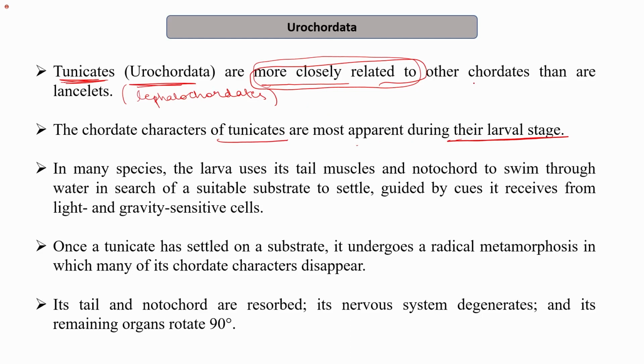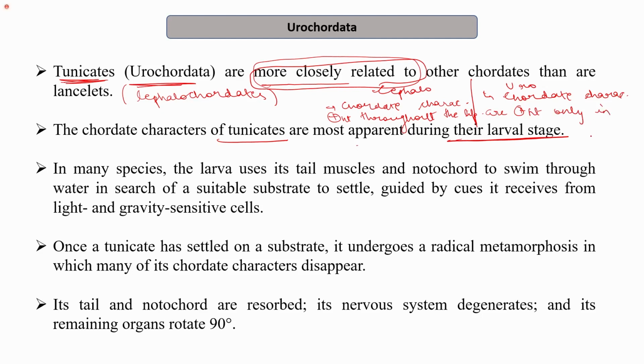So as I was mentioning, the difference between the cephalo and uro is that in cephalochordates the chordate characters are present throughout the life. In urochordates, the chordate characters are present only in the larval stage. Fine. So in adults, the chordate character is reduced, but in the larval stage, all the four chordate characters are present, and they are more closely related to the other chordates as compared to the cephalochordates.